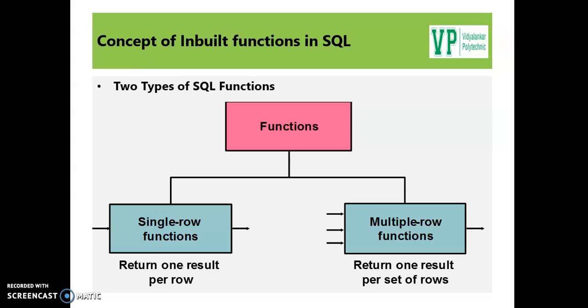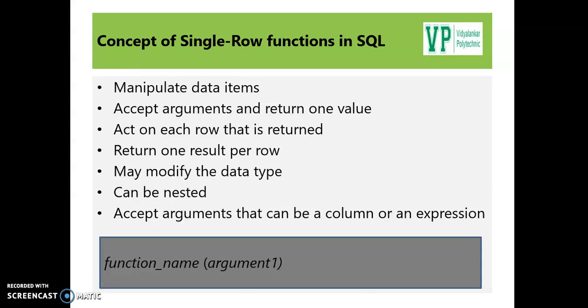The best example of a multiple row function is if I want to find out the maximum percentage among 15 students. The marks of these 15 students are the multiple input values, and I am getting only one value, that is the maximum percentage. So I have to use a multiple row function. Let's start with single row function.